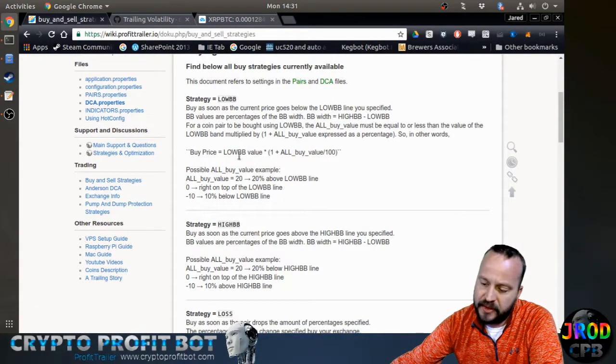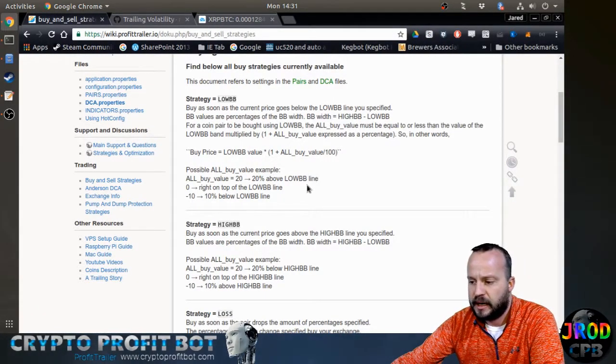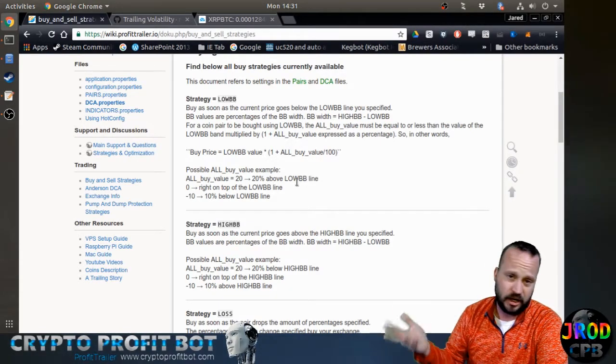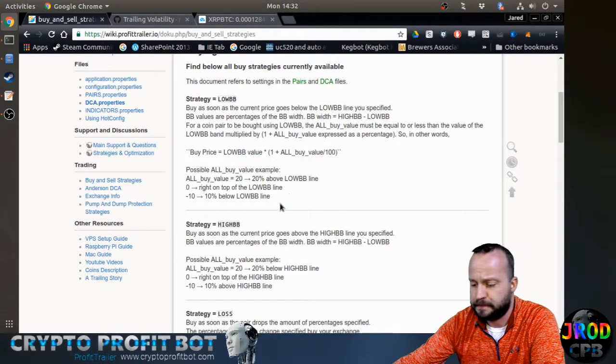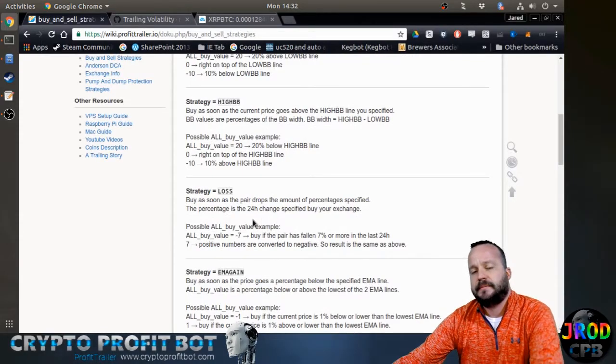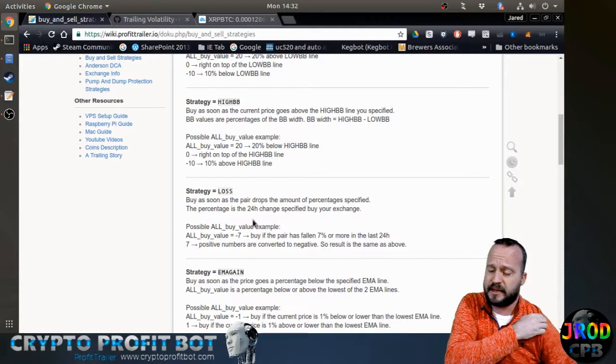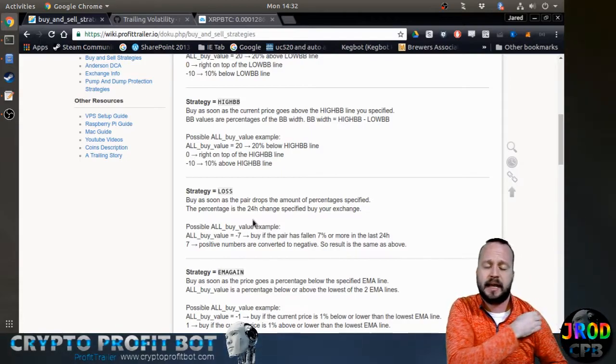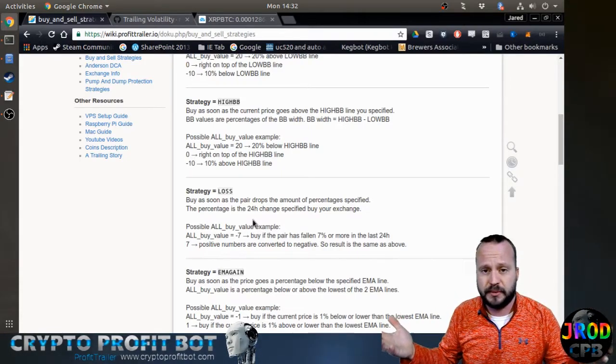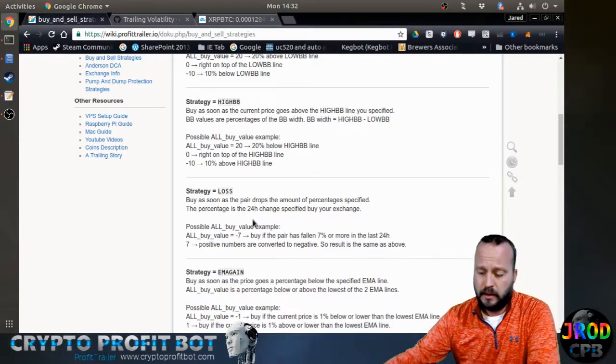And he puts the math in there on how those are calculated, but sometimes it just helps to show that on a chart so you can kind of see what's what. Loss. I never use loss. Might be worth a shot one day, but it essentially just looks at 24-hour pricing, and if it's dropped a certain amount in 24 hours, just buy it.